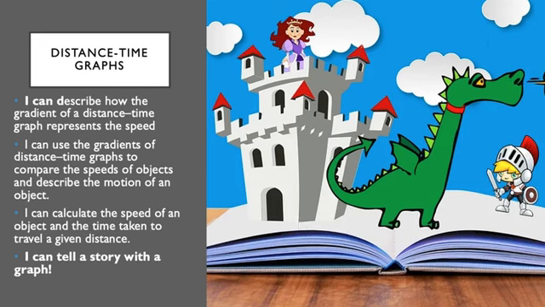So that's almost the end there. So these are the things you should be able to do from today's little lesson. You should be able to describe how the gradient of a distance time graph represents the speed. You should be able to use the gradient of a distance time graph to compare the speed of objects and describe the motion of objects. You should be able to calculate the speed of an object and the time taken to travel a given distance, and you should be able to tell a story with a graph.